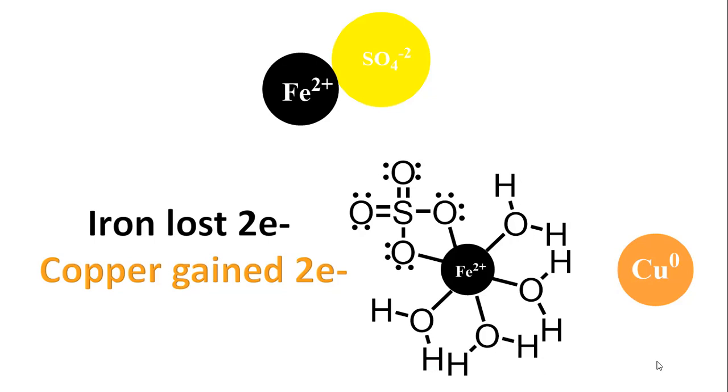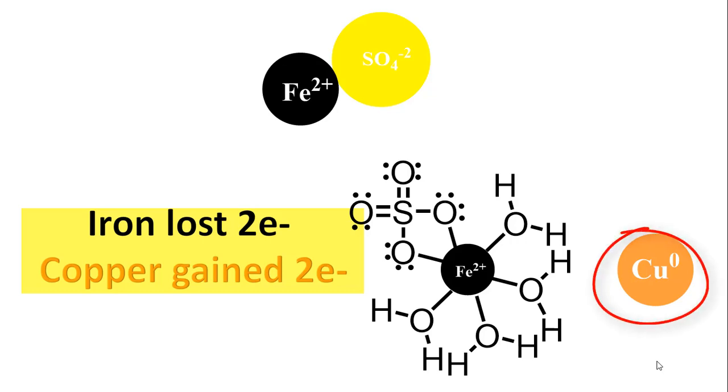And so again, in this reaction, iron lost 2 electrons, so it got oxidized. Copper gained 2 electrons, so it got reduced. And so here's the copper over here that falls out of solution as copper 0. And again, this is called a displacement reaction.